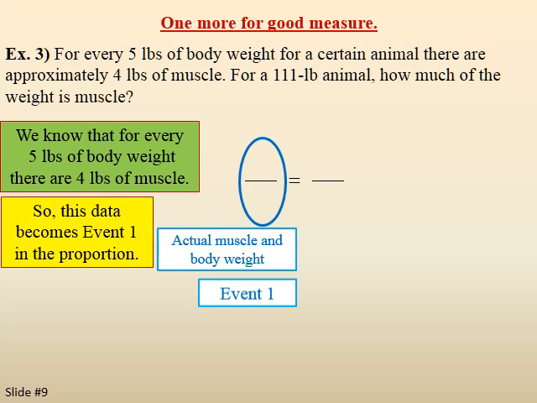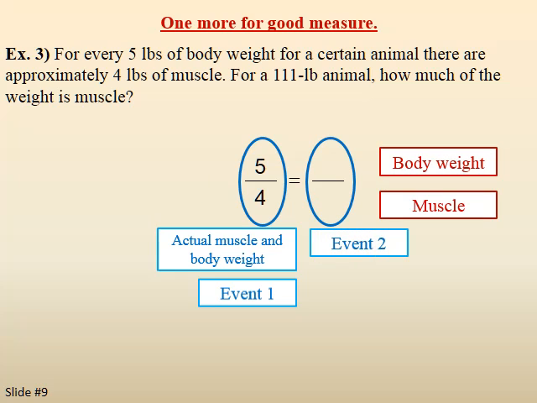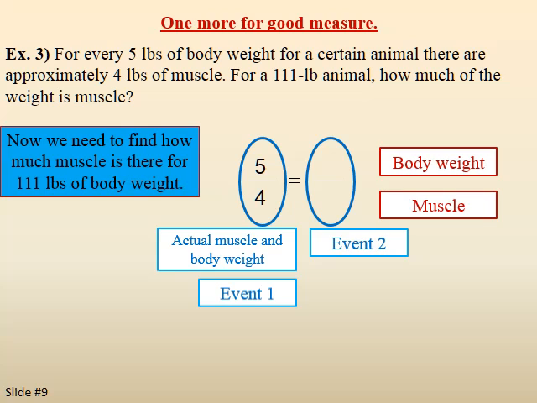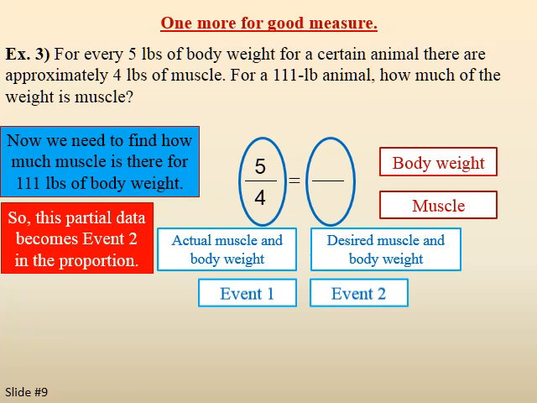Actual muscle and body weight. I'm going to put body weight on top and muscle on the bottom. I can't use pounds because they're both pounds, so I can't use the units, so I have to use what they represent. But body weight on top, muscle on the bottom. And for my second event, I know that I have a body weight of 111 pounds. So that's the data I'm going to use for event 2, desired muscle and body weight. So I know I've got 111 pounds for body weight. And for muscle, I don't know, so I put an X.